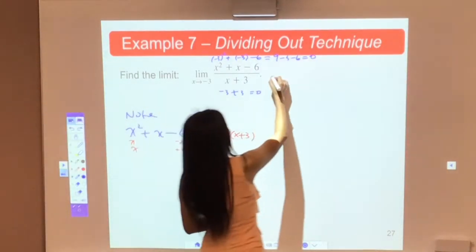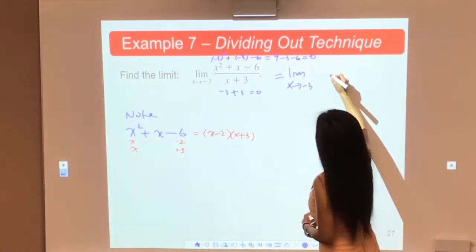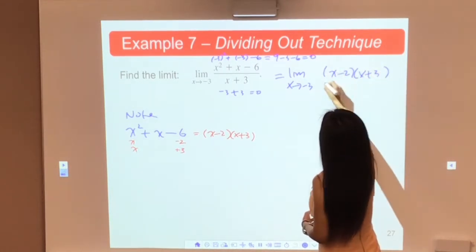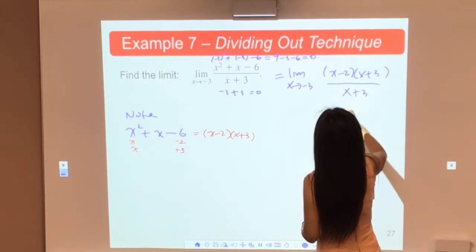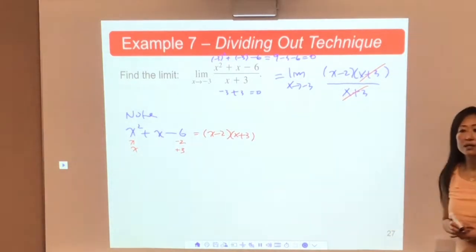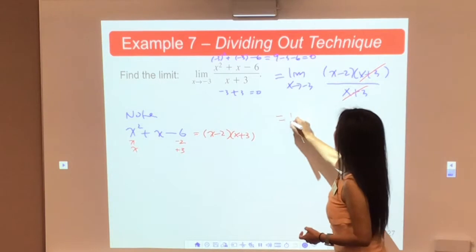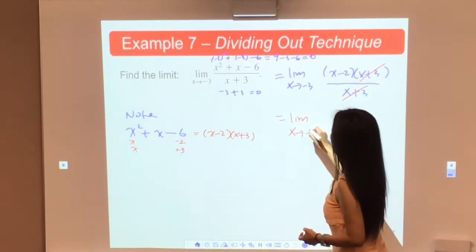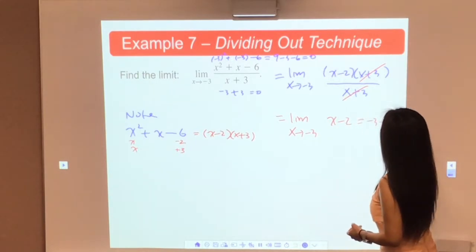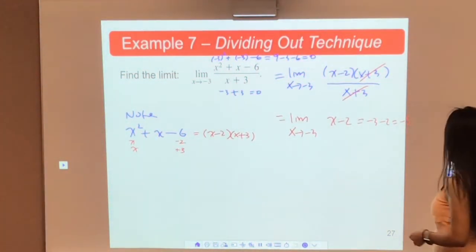So let's rewrite it then. I can finish up here. Rewrite the problem as x minus 2 times x plus 3, everything over x plus 3. So you're gonna say, okay, I'll cancel that out. Then I know what to do, right? That just equals simply, what's that equal to? -5, right?